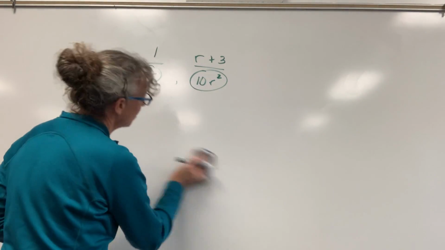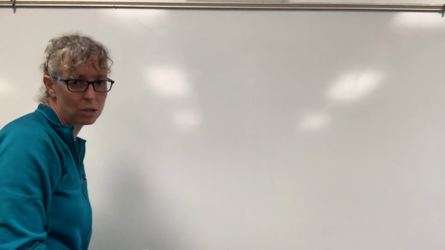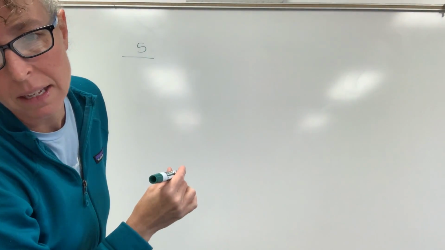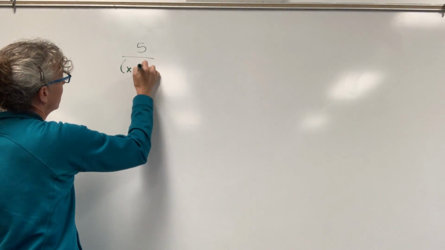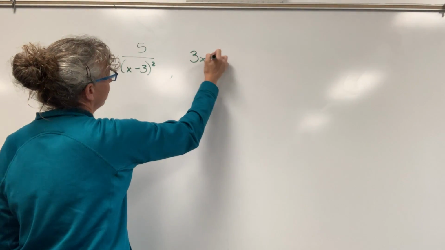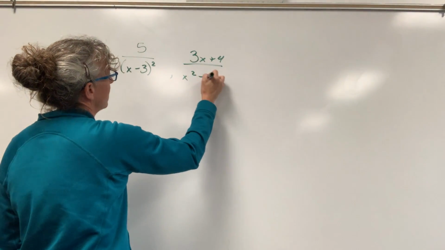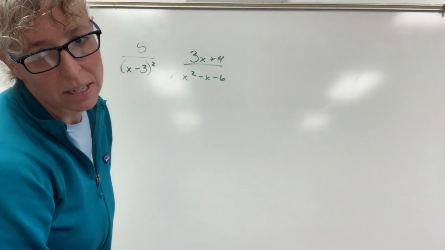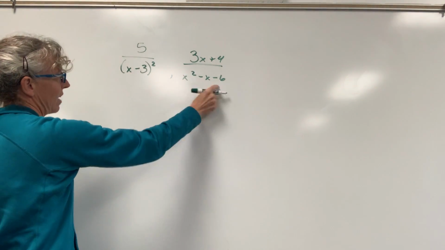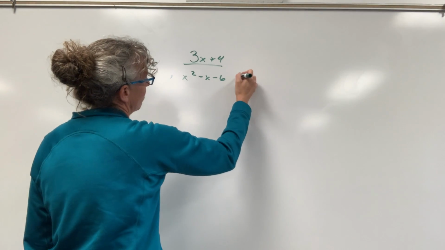Now, sometimes you'll have parentheses. And what in the world do we do with parentheses? Well, let's try that one. Example 2b. We have a 5 over (x minus 3) squared. And our other fraction is 3x plus 4 over x squared minus x minus 6. Okay, because you're used to doing this from the last section, you probably remember that you're going to have to factor this before we get going on anything else, okay? So let's go ahead and factor that right here.